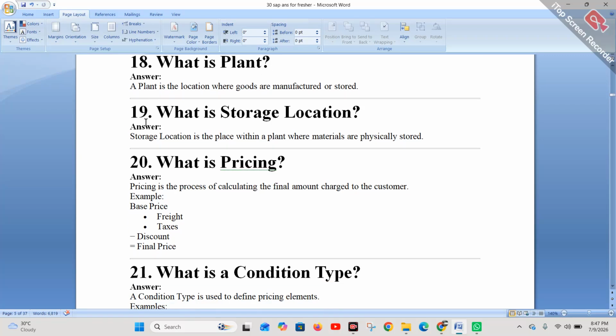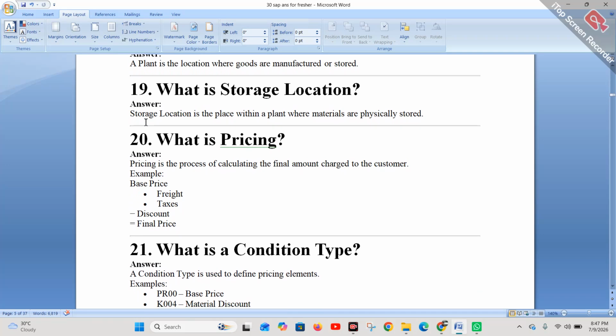What is the storage location? The storage location is the place within the plant where the materials are physically stored.